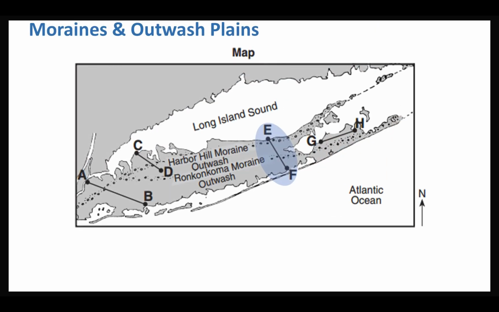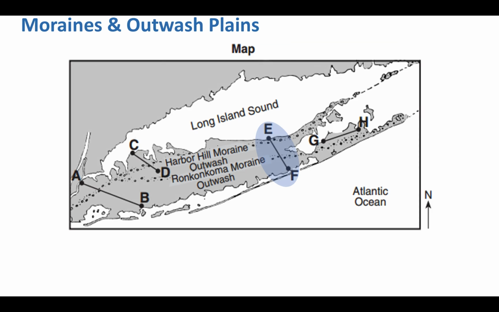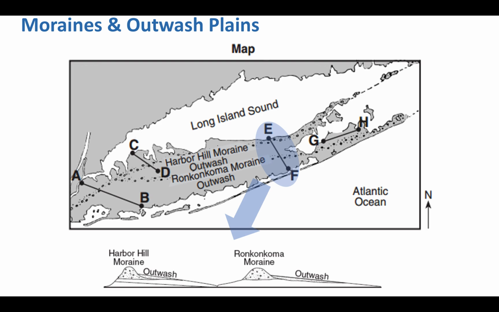If we focus in on line E to F, that spans north and south across Long Island, I want you to take a look at what this looks like. So if you remember when we made topographic profiles, it showed how the land looked in terms of whether the land is showing a hill or a valley. In this case, I want you guys to focus on lines E to F.